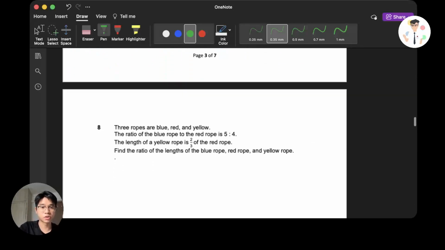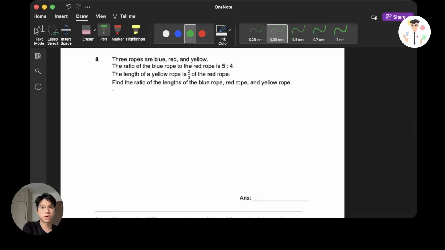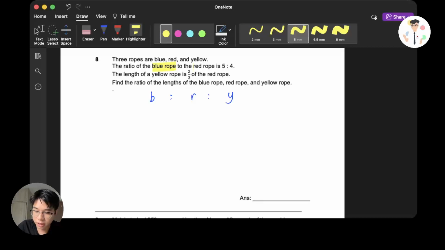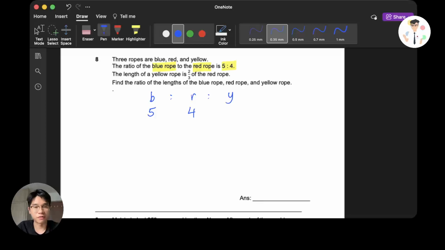Now let's move on to question number 8. We're on page 4 already. The ropes are blue, red and yellow. So you can just write here blue, red, yellow. Now look at here. The ratio of the blue rope to the red rope is 5:4. Now in class I have taught you, if you see the ratio 5:4, basically blue means 5 units, red means 4 units. So you can immediately write here 5, write here 4.